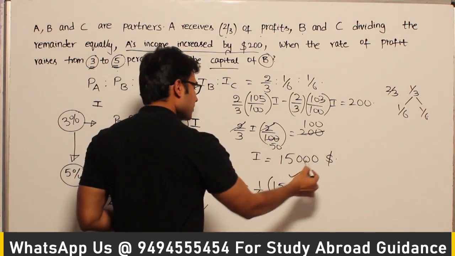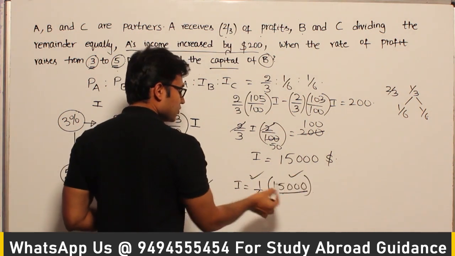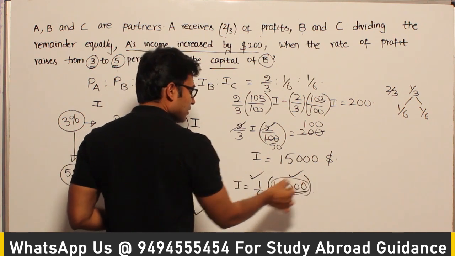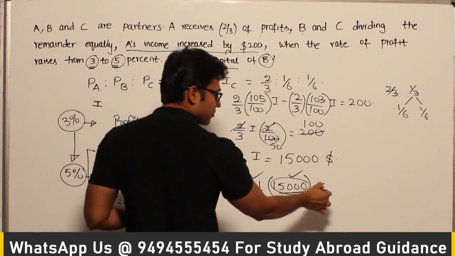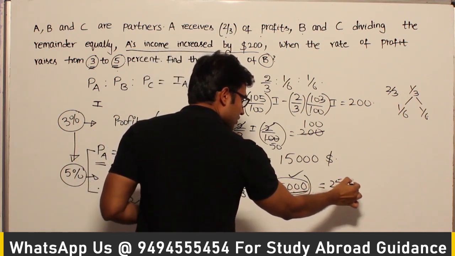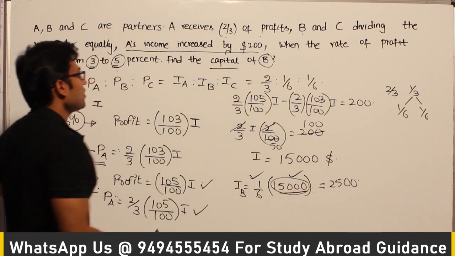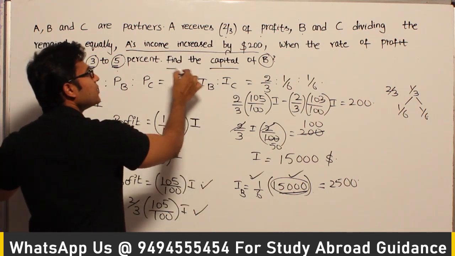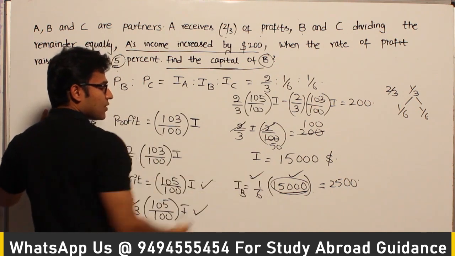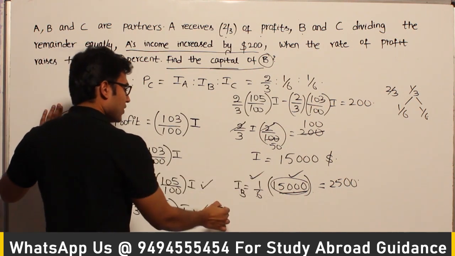If this is the total investment, then the investment by B is equal to 1/6 of this. So this number turns out to be 2,500. So if you want to find out what is the investment made by each one of them, you can find it. Anyway, they have asked only for B. Just to find out whether you are doing it right or wrong, you can find everything.